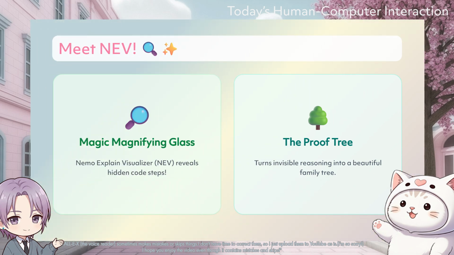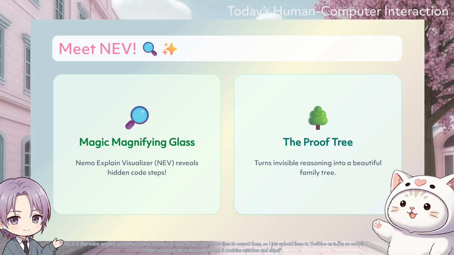To fix this frustrating issue, the researchers created a totally new tool called Nemo Explain Visualizer, or NEV for short. NEV is almost like a magic magnifying glass for computer code. It takes the invisible reasoning steps the computer makes and turns them into a beautiful, interactive family tree right on your screen. We call this a proof tree.